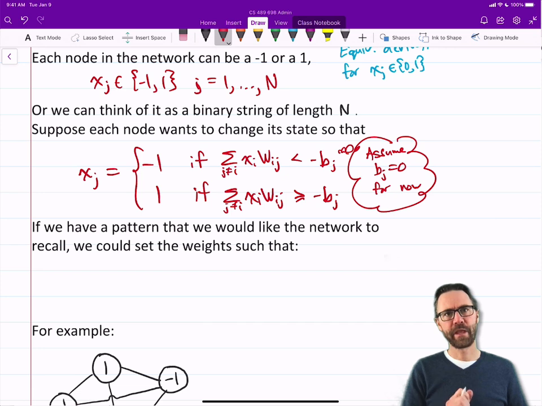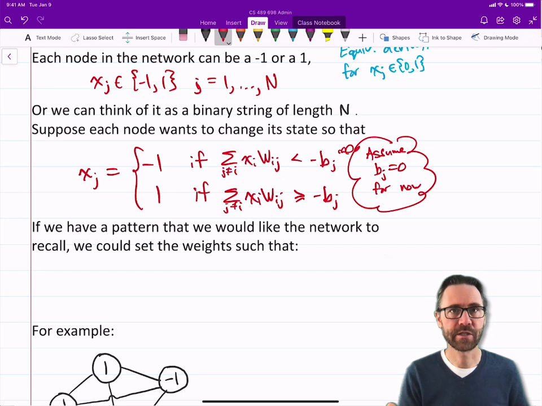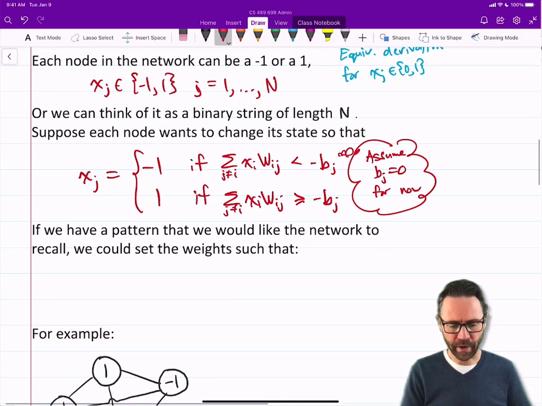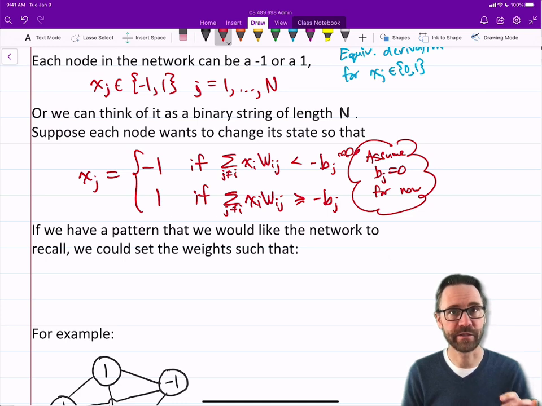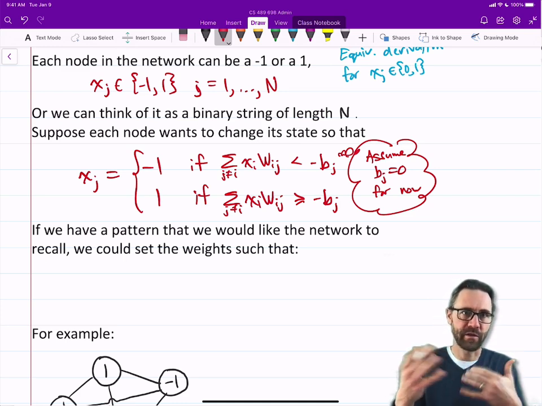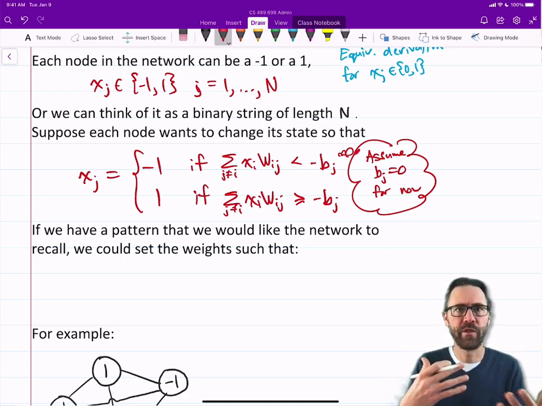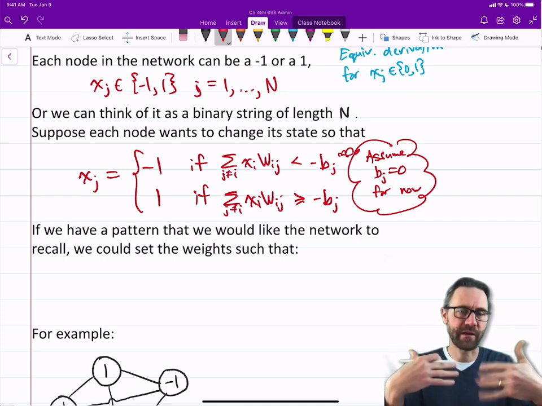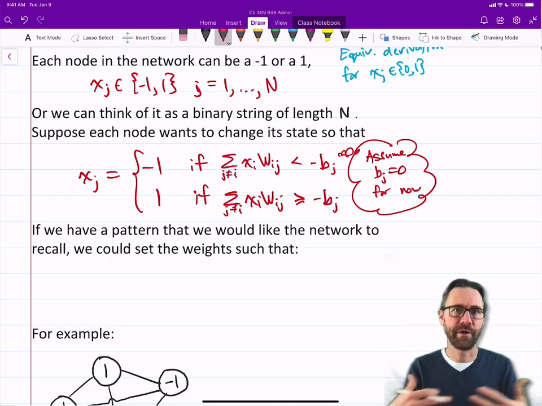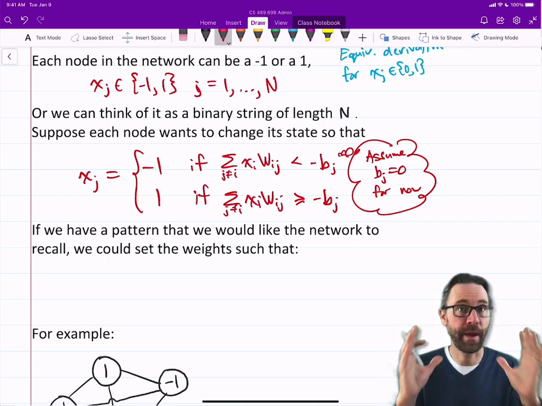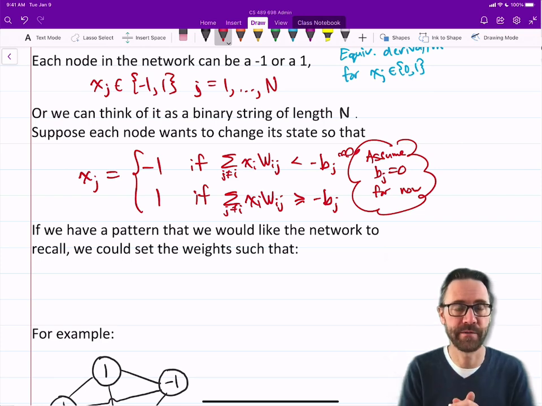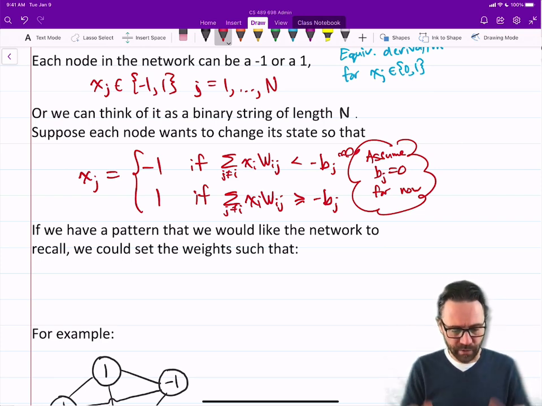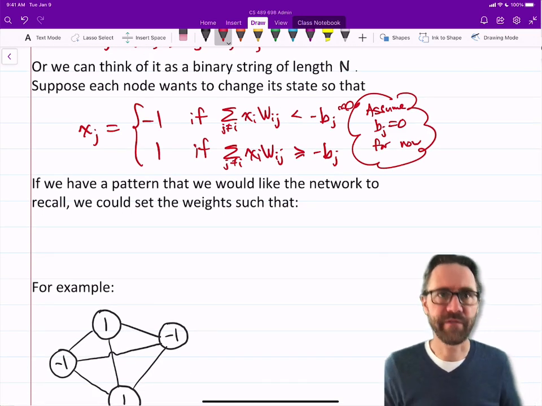Okay, so if we have a pattern that we'd like the network to recall, we could set the weights so that running the network according to this update rule for the x's will change the node values. They'll flip back and forth between +1 and -1, but eventually we'd like them to settle on the pattern that we want it to memorize. So how do we set the weights to achieve that?